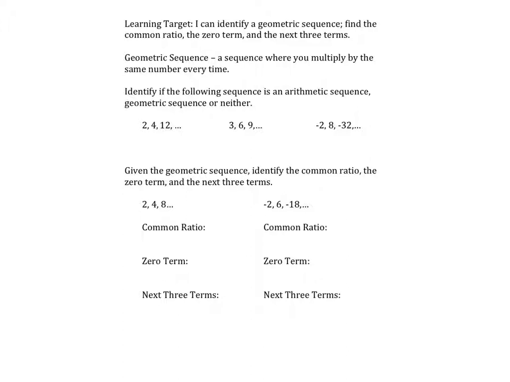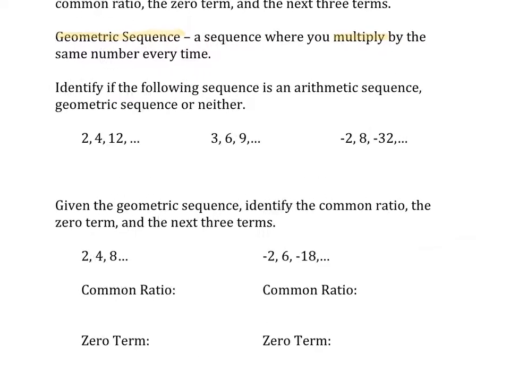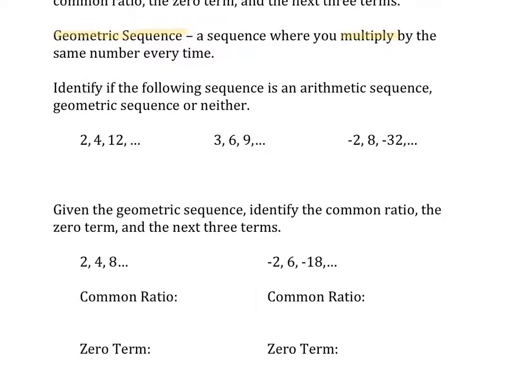Our learning target for today is: I can identify a geometric sequence, find the common ratio, the zero term, and the next three terms. A geometric sequence is similar to an arithmetic sequence, but in this case, you multiply by the same number every time. Let's identify if the following sequence is either an arithmetic sequence, a geometric sequence, or neither.